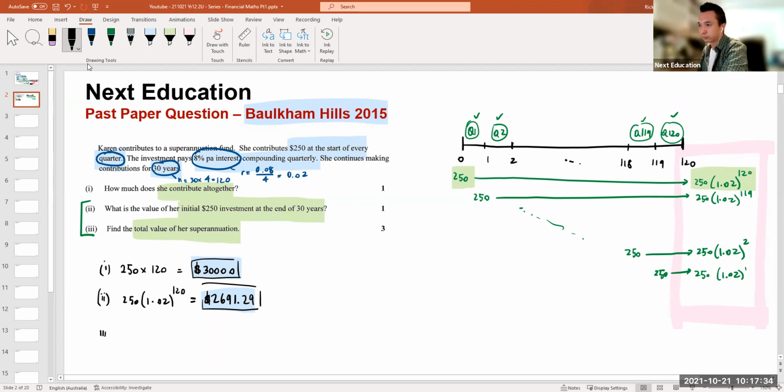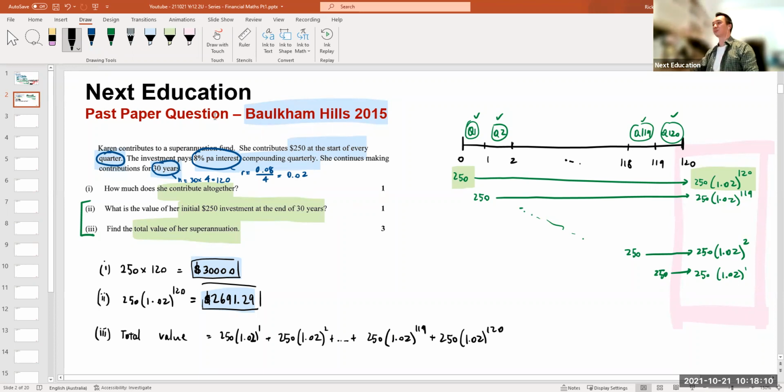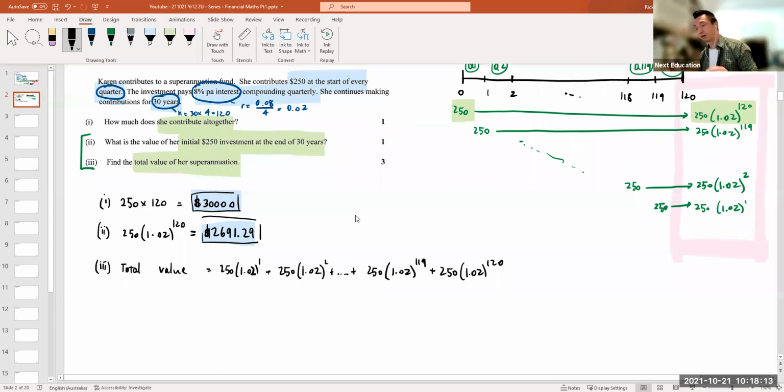So it's going to write total value equals 250 times 1.02 to the power 1, plus 250 times 1.02 to the power 2, plus, up to, 250 times 1.02 to the power 119, plus 250 times 1.02 to the power 120. So remember, when you do this, it's best to express it in lowest power first. And seriously, if you've done this 10, 15 times in past paper question context, you get a bit robotic, right?